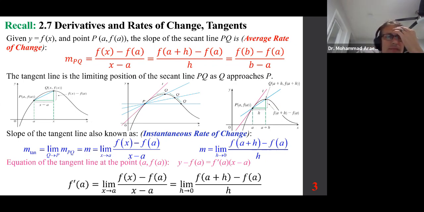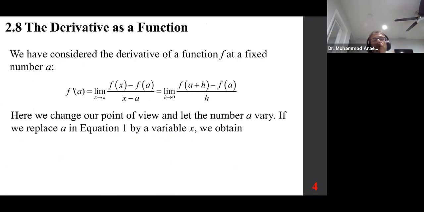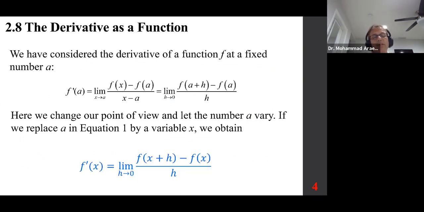Now, instead of F prime of A, we can say F prime of X. We can generalize that, class. Now, if we do that, we get to what is known as the derivative as a function, okay? So this was at a fixed point, namely A, specifically at A. We've done that. Now, if we make it in general, what happens?